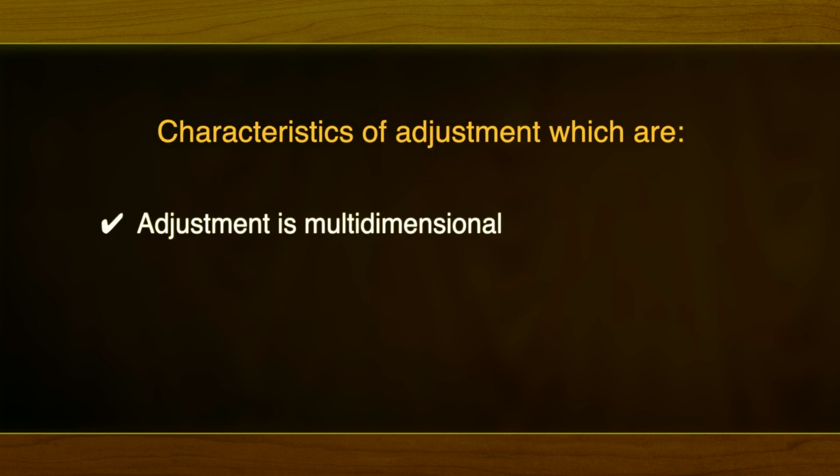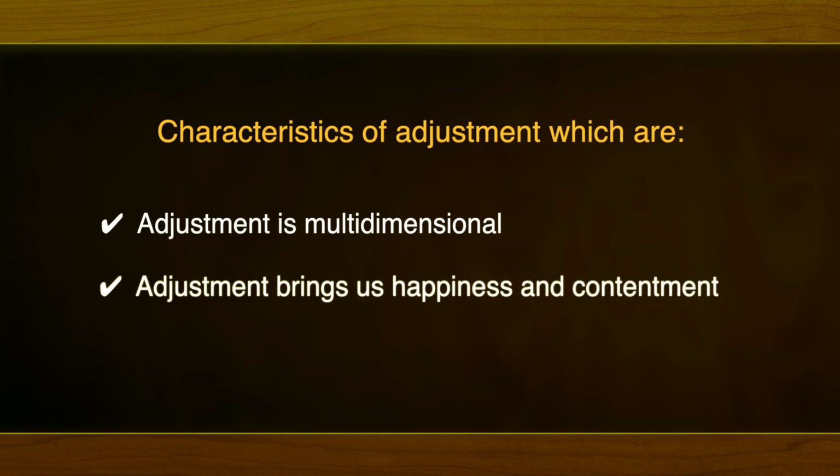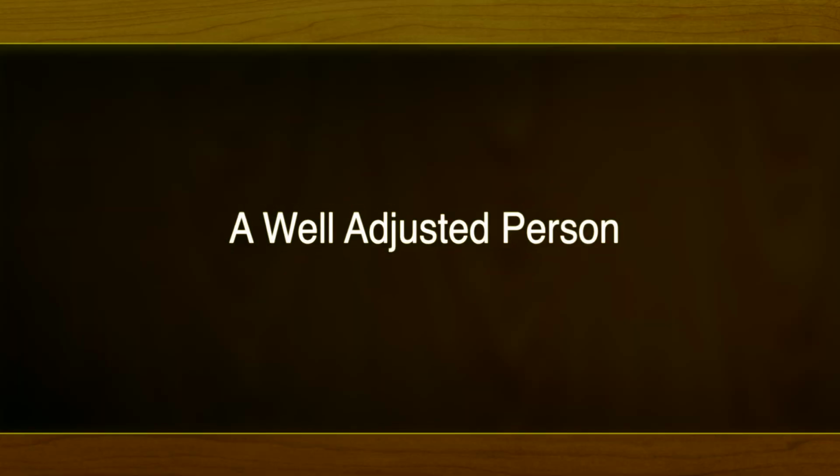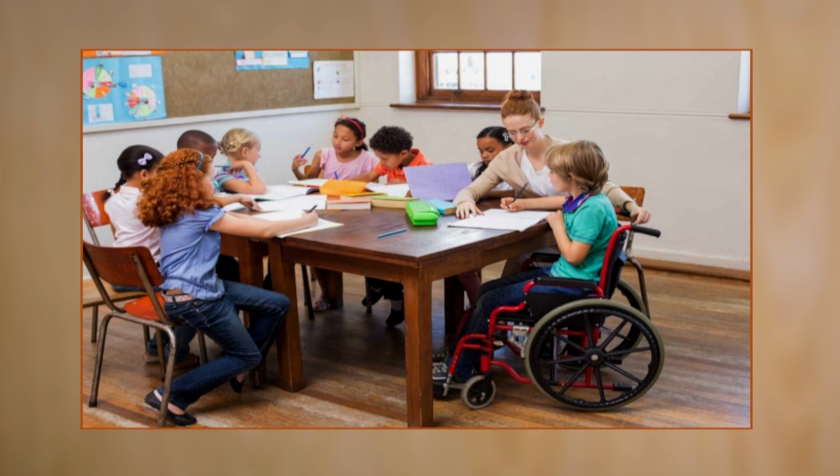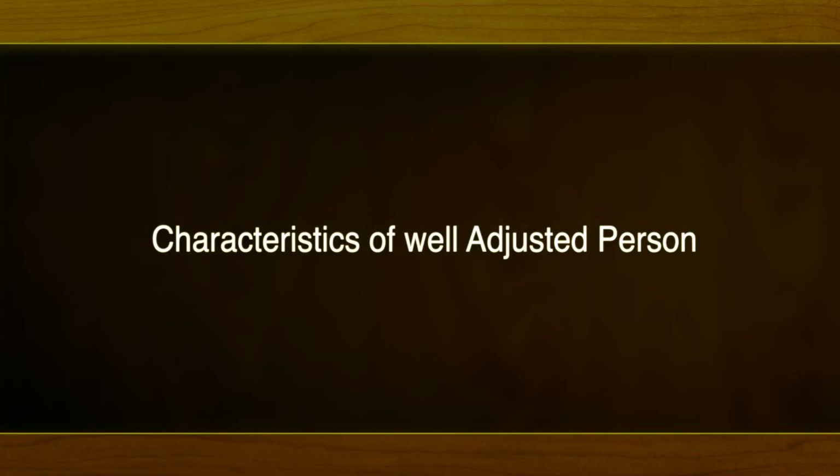Adjustment is multidimensional, and adjustment brings us happiness and contentment. Now, what is a well-adjusted person? An adjusted individual seems to be one who has established some reasonable goals in line with his interests and abilities, and who has settled down to work towards those goals seriously and steadily, but without any tension.